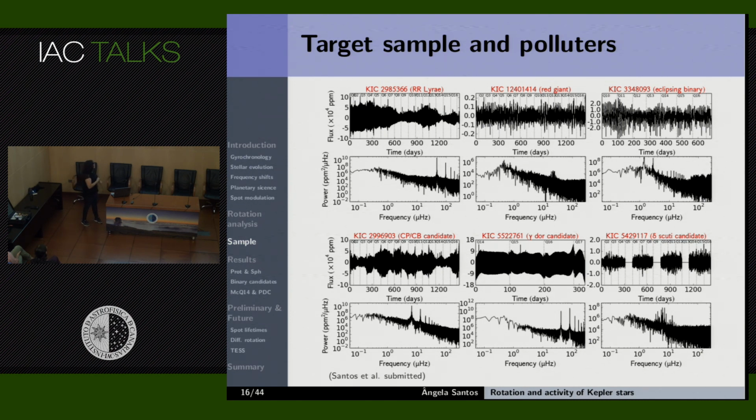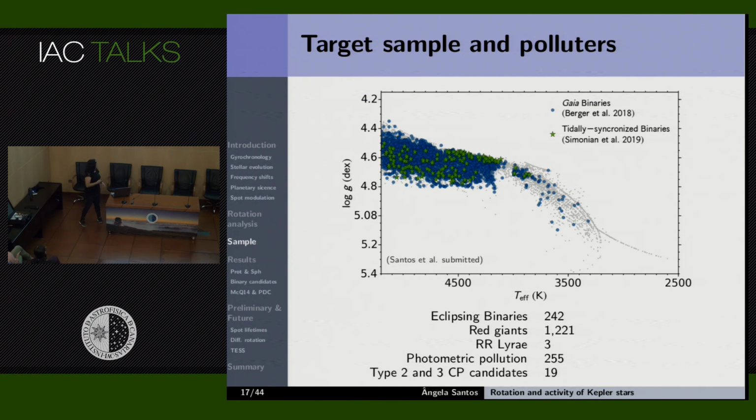In particular, this type of target, which resembles an RR Lyrae star, this kind of candidate can also be a close-in binary. There is some evidence that these can be binaries instead of classical pulsators. And we also have other binary candidates in our sample.